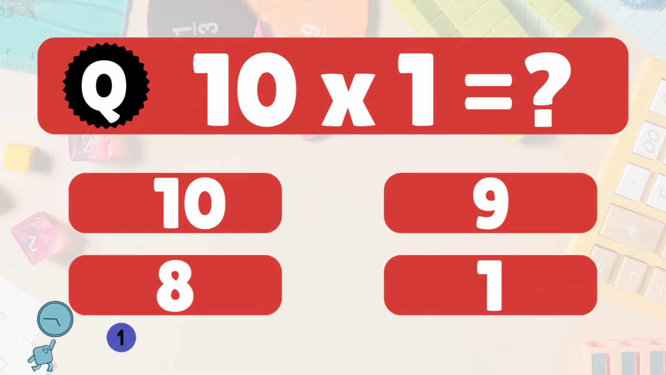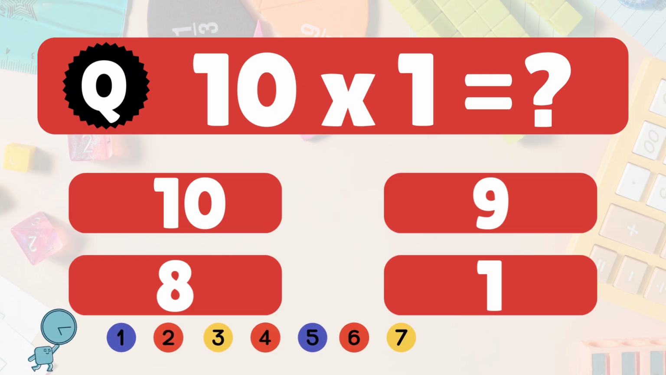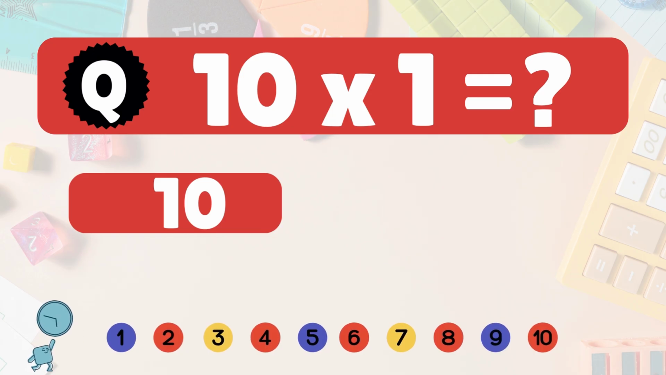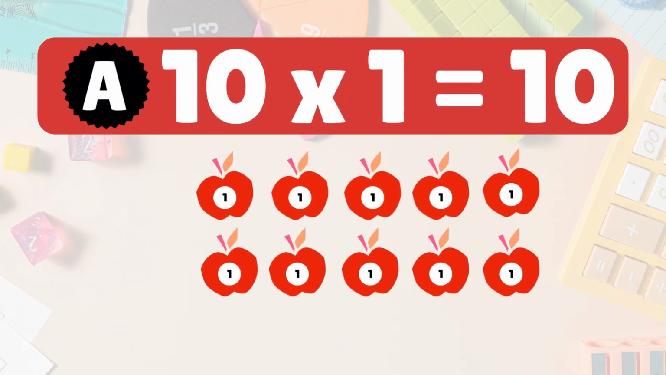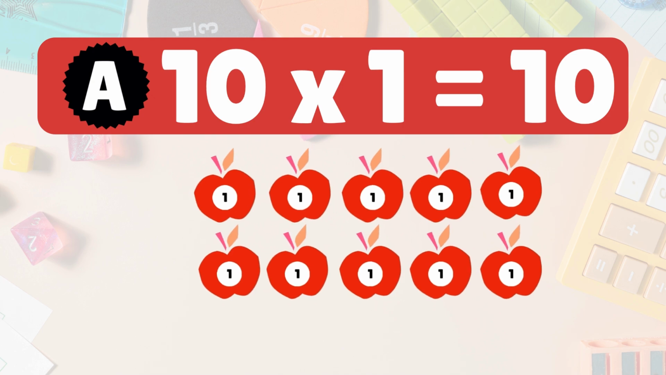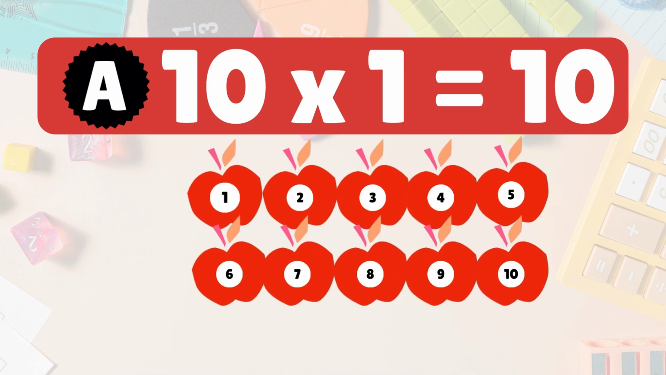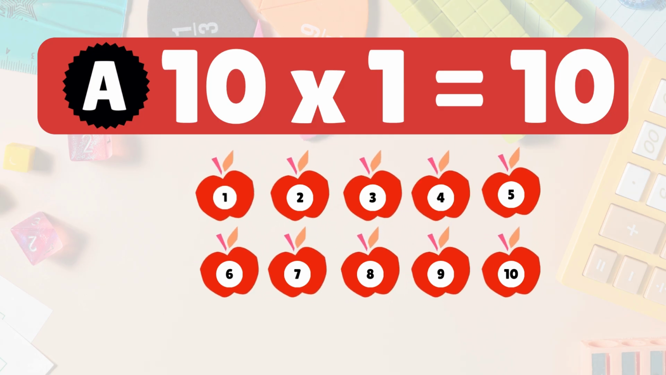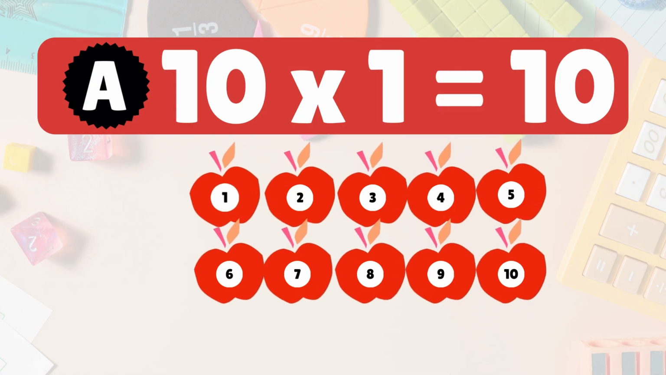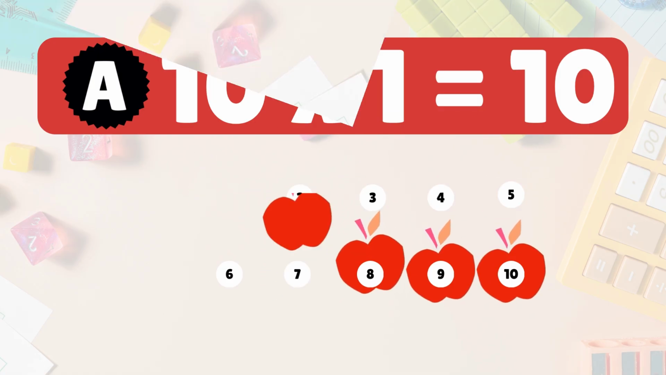Next, 10 times 1 is what? 10 times 1 is 10. Here we have 10 groups of 1 apple each. 1, 2, 3, 4, 5, 6, 7, 8, 9, 10. So, 10 times 1 is 10 apples.